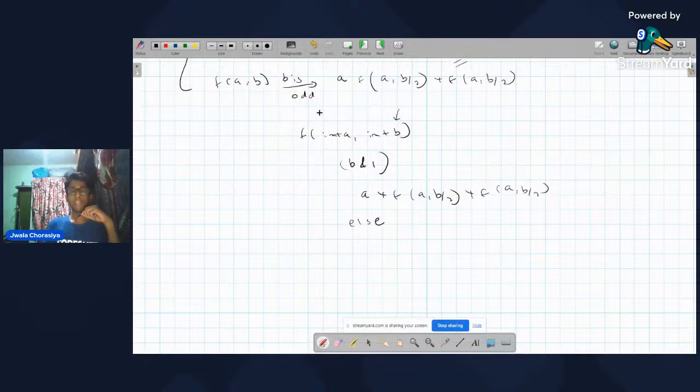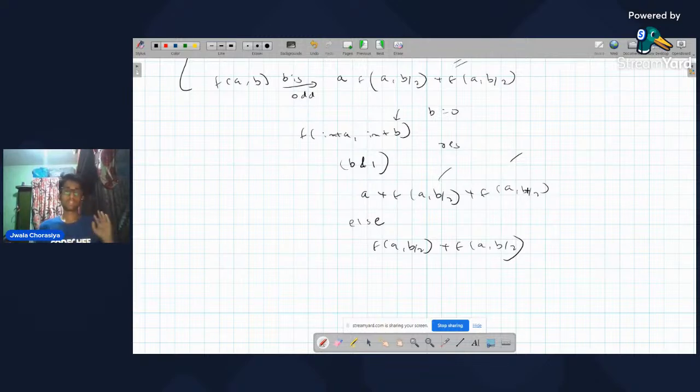And what would be my base condition for this? When my b is equal to 0. Okay, it will be my base condition. Else, if it is an even number, how will I write it? F of a comma b by 2 into f of a comma b by 2. You can simply store this in a res integer, in any variable, and simply write res into res. So this is what we call binary exponentiation.